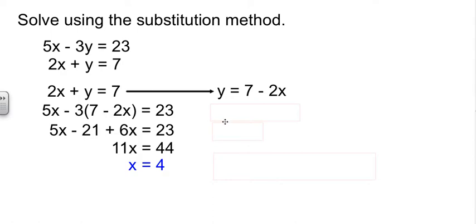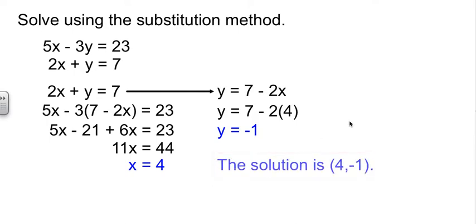Now I take this x equals 4, and I'm going to plug it back in over here. I could plug it into one of these at the top, but since this one is already set up, I'm going to plug in here. So y equals 7 minus 2 times 4. Excusing our dear Aunt Sally, we get 7 minus 8, so we have -1 for y.